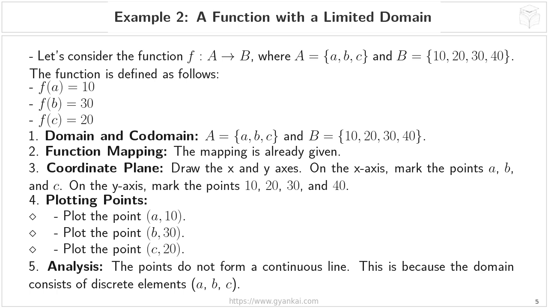Why is that? It's because our domain consists of discrete elements, A, B, and C. These aren't consecutive numbers like 1, 2, and 3. We only have defined values for the function at these specific points. This is a key distinction. If your domain is a discrete set, you won't have a continuous line or curve, you'll just have individual points.